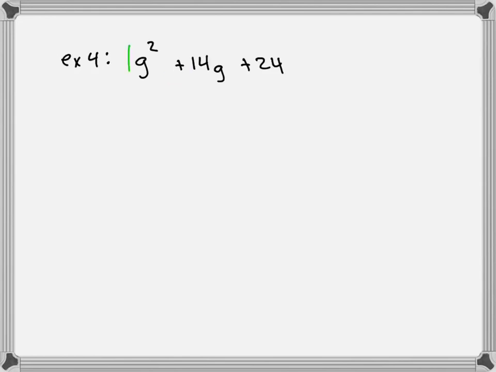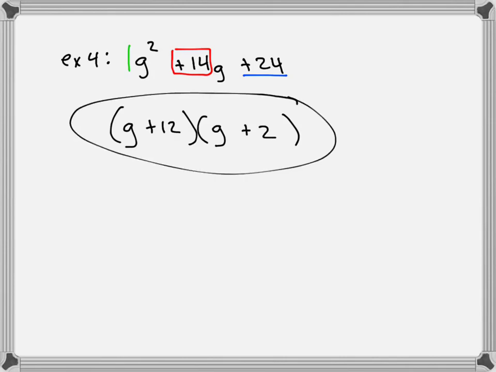Let's look at one last example. Again, leading coefficient of 1. Look at your c term. What are your factors of 24 that add together to give you that 14? And we can go straight to the factored form using that shortcut. Well, we have a g and a g, and then factors of 24 that add together to give you 14 would be a positive 12 and a positive 2, and you are done.